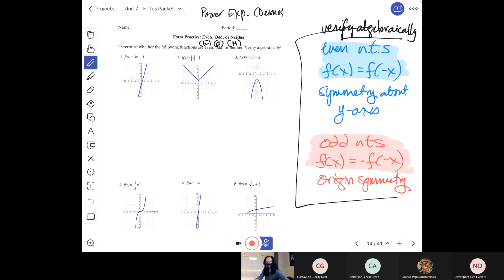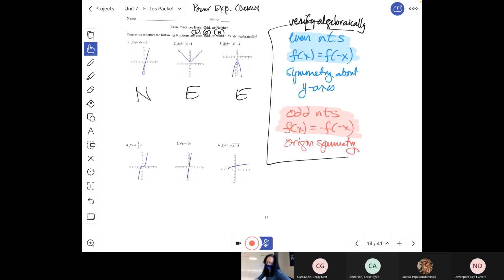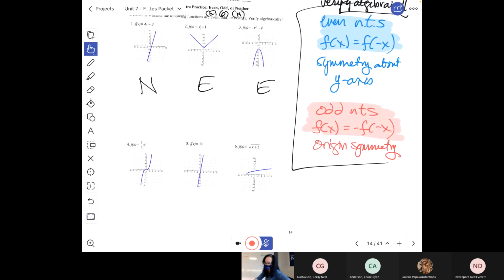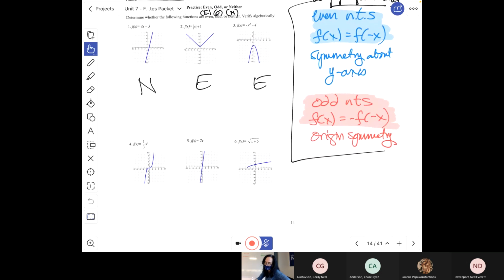Okay, let's go ahead and go over them, and then the ones you haven't had a chance to do, at least make sure you can get the result that we got. Is the first one even, odd, or neither? Neither. Second one? Third one? And again, we can see the symmetry, but we should make sure that we can actually prove it or verify it algebraically.